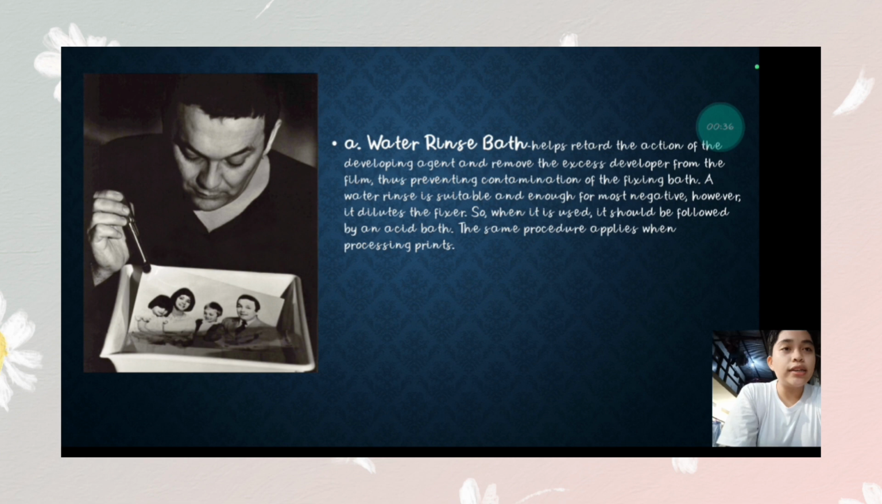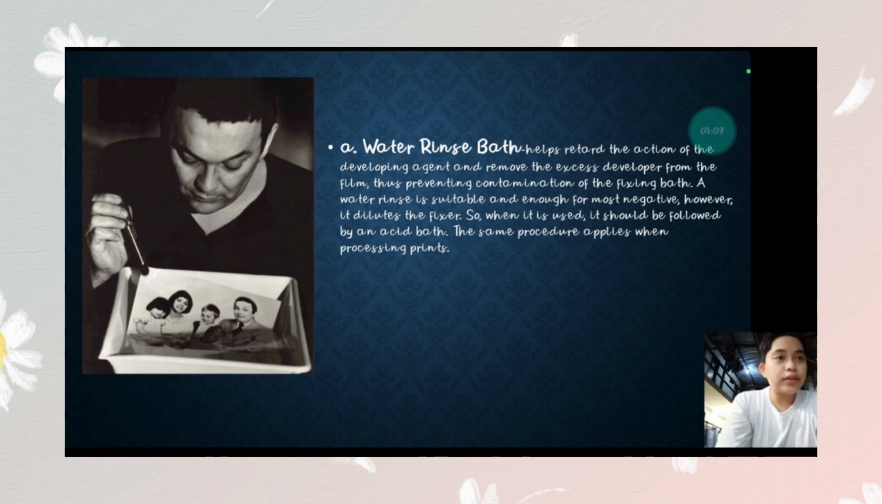Next one is the water rinse bath. To retard action of the developing agent and remove the excess developer from the film, thus preventing contamination of the fixing bath. A water rinse bath is suitable and enough for most negatives, however, it dilutes the fixer. So, when it is used, it should be followed by acid bath. The same procedures apply when processing print.